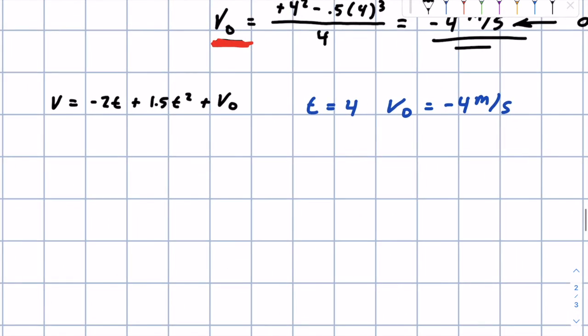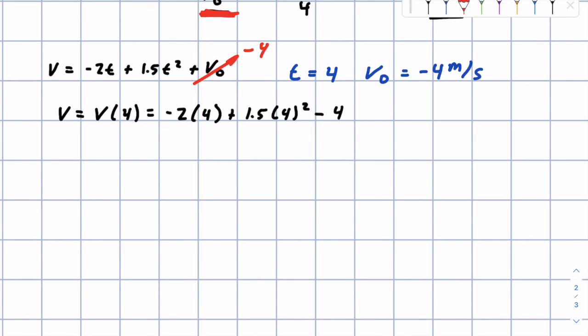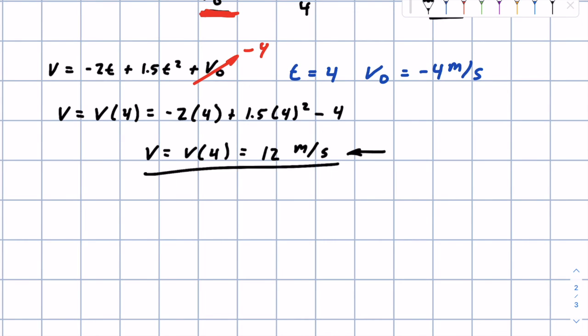We know that v, the velocity at t equal to 4, is equal to negative 2 times 4 plus 1.5 times 4 squared minus 4, because we're plugging in negative 4 here. And that gives us the answer of v, the velocity at t equal to 4, is equal to 12 meters per second. That's B.